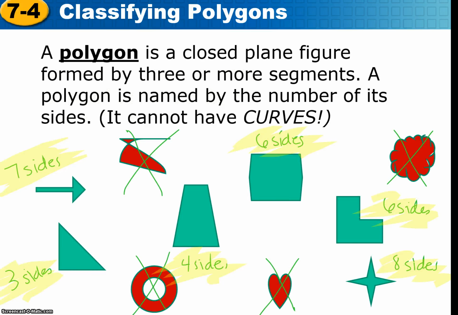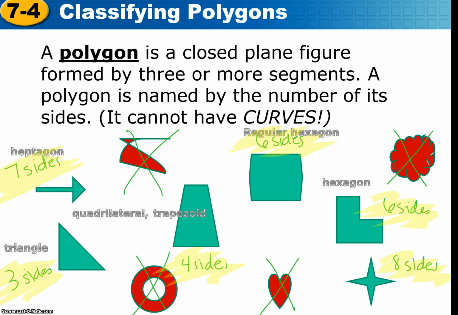So back to what we said. Could you say that all the green shapes are polygons because they have no curves, and all the red shapes are not polygons because they have curves or they're not closed? See if you can pause the video, and I have highlighted the number of sides each one of these polygons has, and can you name them? All right, how'd you do?